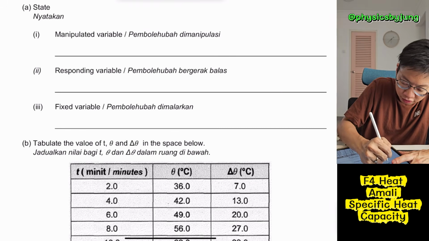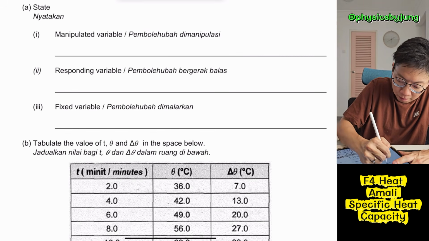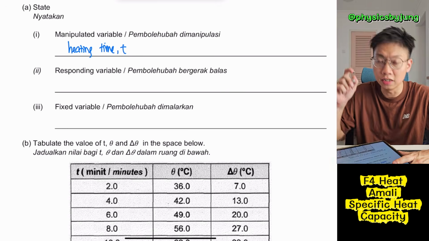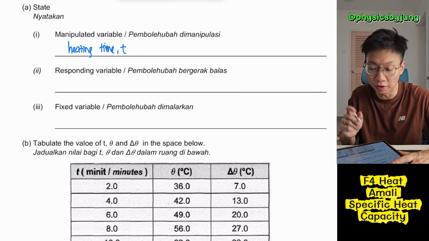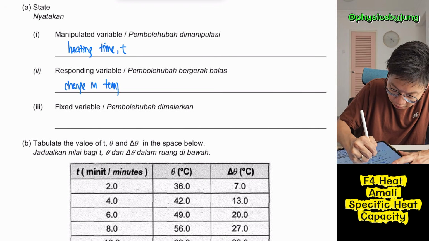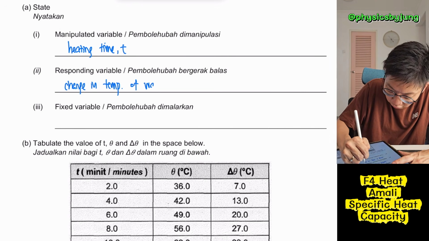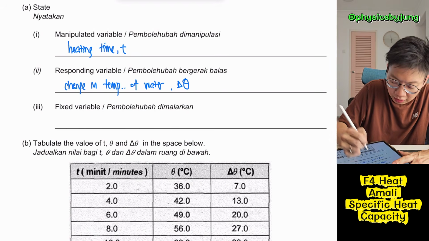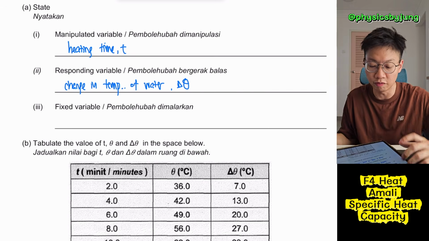So what is your manipulated variable? Therefore, my answer will be the heating time, comma T. You are required to write the alphabet as well. Then what about this one? The change in temperature of the water. So triangle theta. Remember, for temperature I write theta, but you have to write temperature of water.